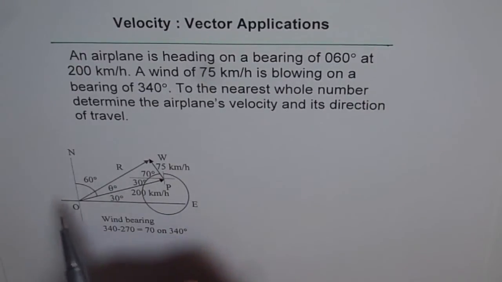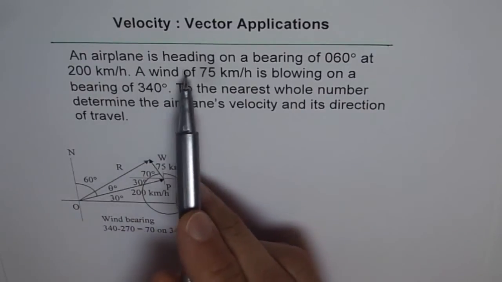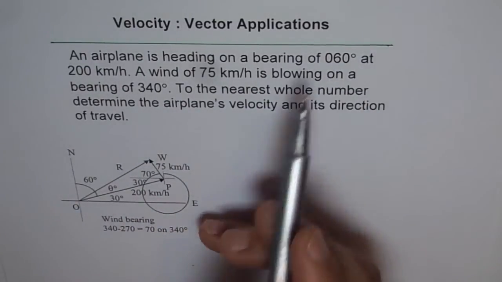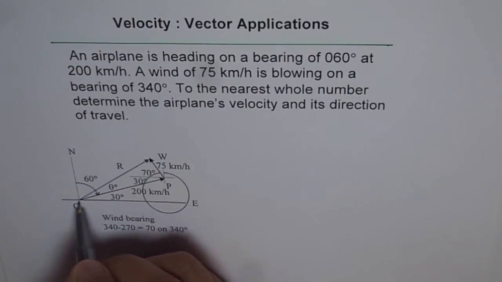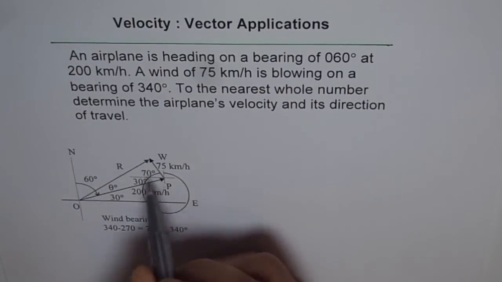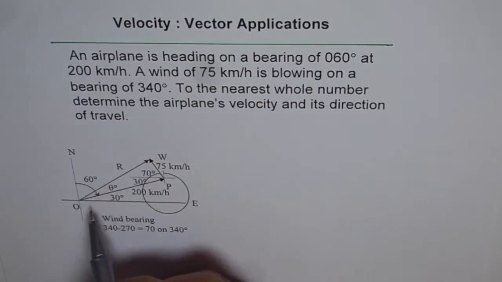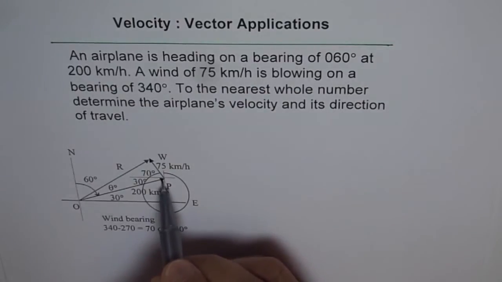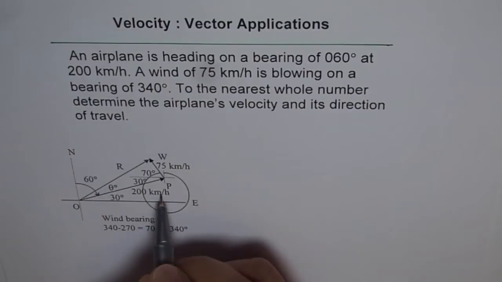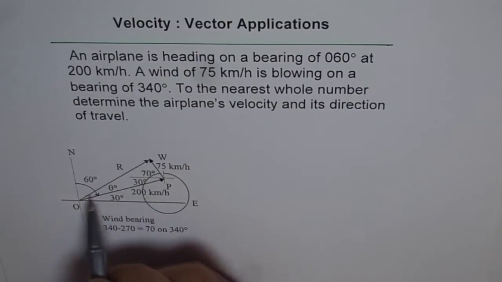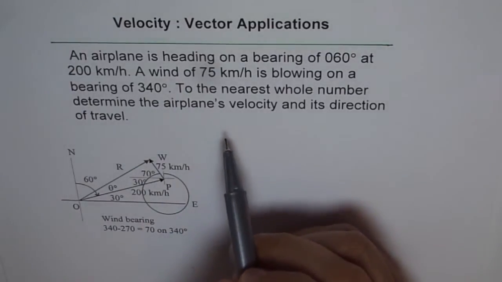Now, here OP represents the airplane heading on a bearing of 60 degrees. That means from north the angle is 60 degrees, and OP represents the length of 200 kilometers per hour. So the magnitude is represented by the length OP, and I've written 200 kilometers per hour, and the direction is given as 60 degrees. So that line OP represents the airplane.